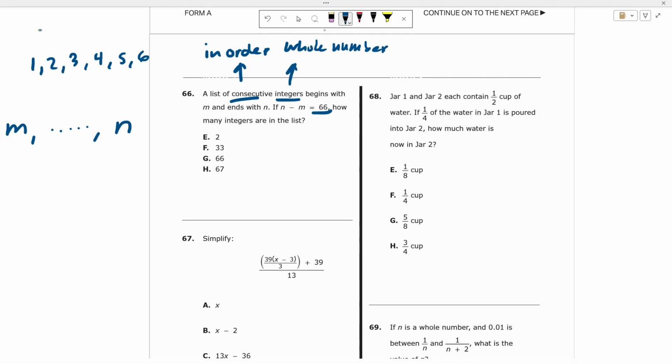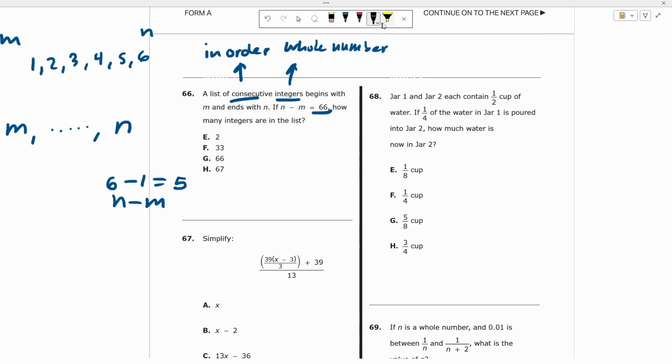Okay, let's say that our m is 1 and that our n is 6, right? Let's just say that there's 6 integers on this list. If I take n minus m, or 6 minus 1, I get 5. Now, notice how many numbers are on the list. Well, that's 1, 2, 3, 4, 5, and 6. So it's going to give me 1 less than the total numbers on the list.